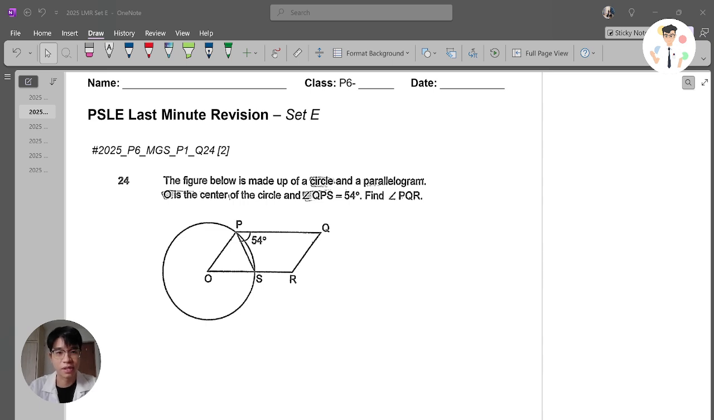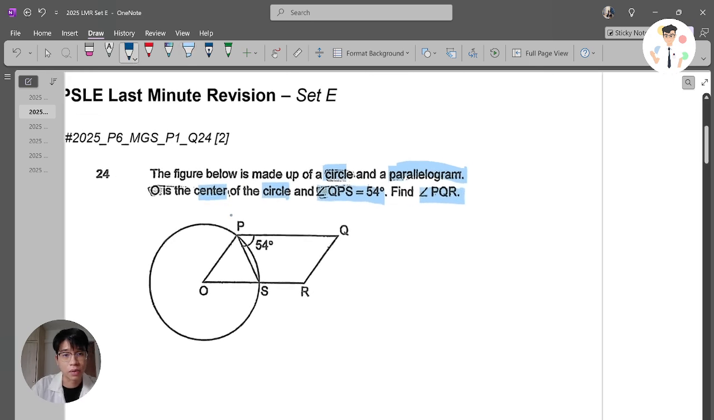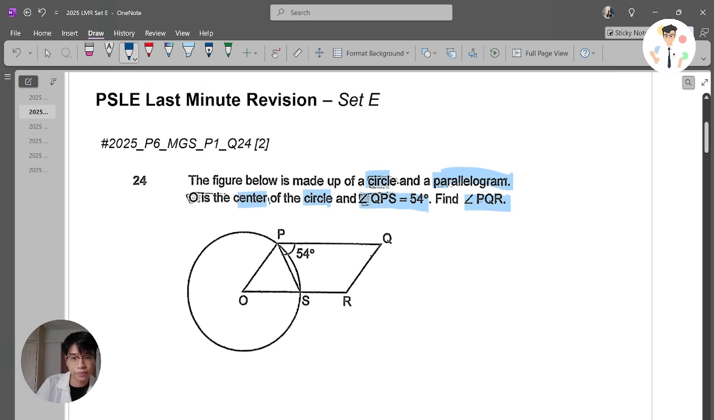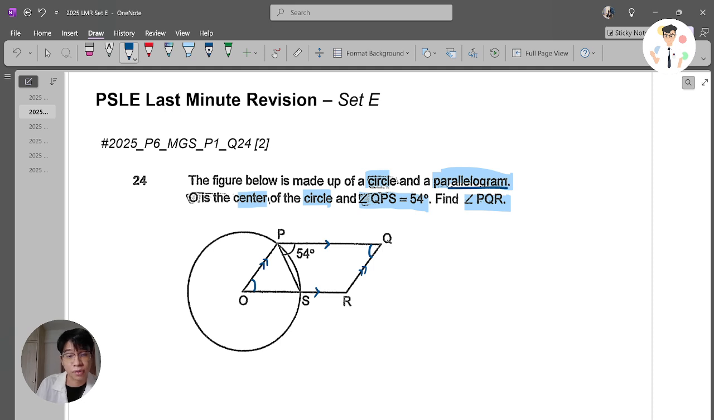Okay, let's look at the first question here. This is from MGS paper 1 question 24. It says that the figure is made up of a circle and a parallelogram. So as you can see, there's a circle, there's a parallelogram. Now, O is the center of the circle and angle QPS is 54 degrees. Find angle PQR. The first thing that we should take note of is PQR is here, and because this is a parallelogram, we know that it's the same thing as here also.